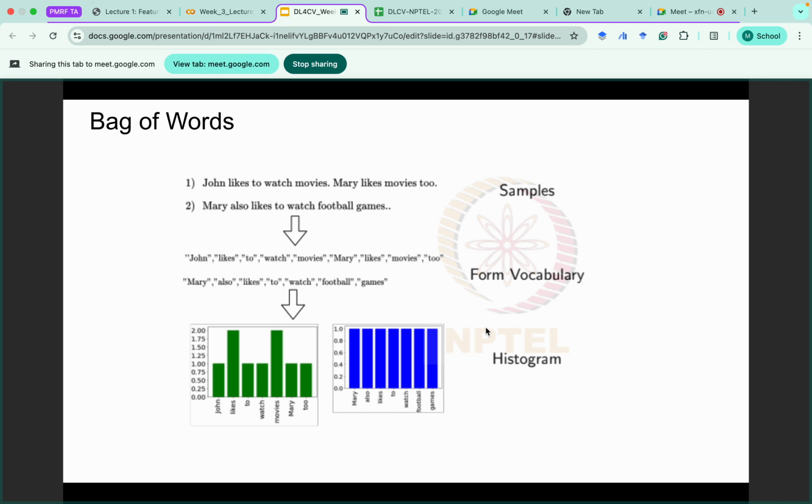So, what does bag of words mean? This was originally introduced in NLP, where you describe how you summarize statements. Suppose these are my samples. The first statement being, John likes to watch movies. Mary likes movies too. And then another line where it says Mary also likes to watch football games.